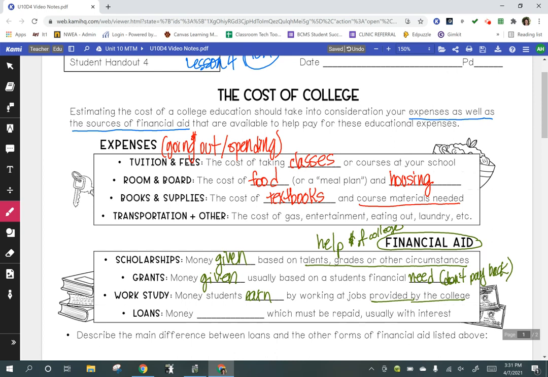And then the last one is loans. And we've been talking about loans quite a bit. That's money that is borrowed, which must be repaid, and most likely with interest. And that's what we spent all of last week doing, talking about borrowing money with a loan and with simple and compound interest.